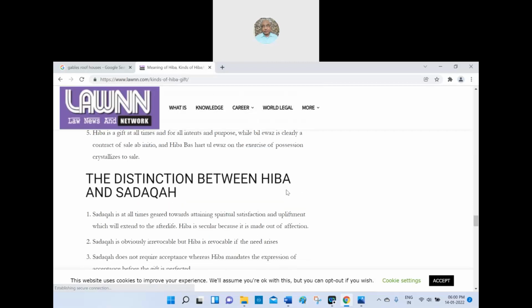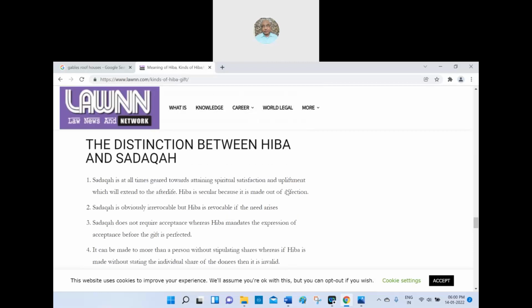Then hiba and sadqa are different, because sadqa is for a charitable purpose, when you are seeking upliftment and moksha that you will get. That's why we make it a sadqa. And regarding hiba, it is given in love and affection. It can be given from one person to another person, but both should be competent and both should be alive. So this way, if you keep it like this, then you can read it also when you are going through my YouTube channel. You can pause it and read it.